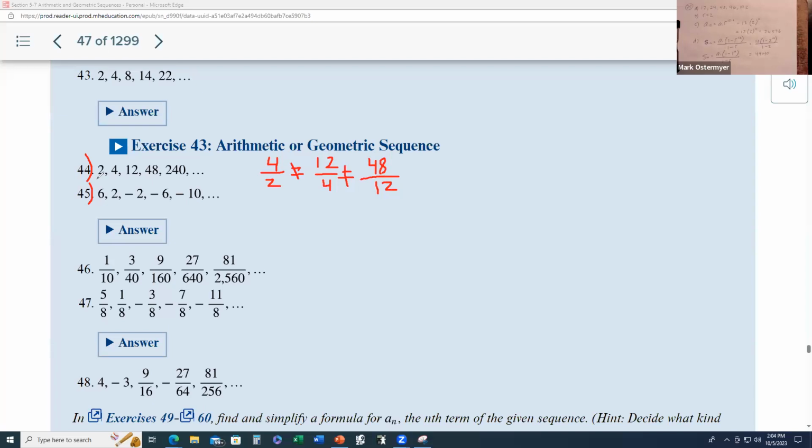This is not geometric, or it's what? Not arithmetic. It's neither. You see that there? Doesn't have a common difference or a common ratio. 4 minus 2 is not equal to 12 minus 4, which is not equal to 48 minus 12, and certainly is not equal to 240 minus 48. That's neither geometric nor arithmetic. How about number 45? Arithmetic, geometric, or neither?